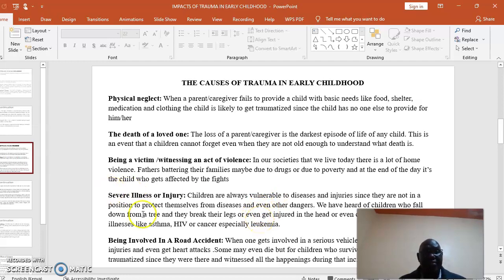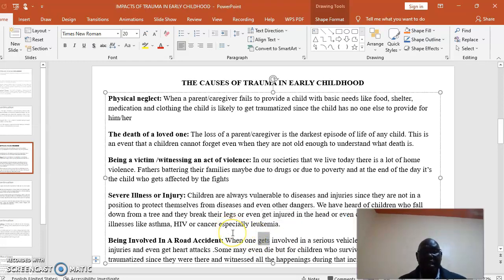The other cause is severe illness or injury. Children are always vulnerable to diseases and injuries since they are not in a position to protect themselves from diseases and even from other dangers. We have heard of children who fall down from trees and break their legs or even get injured on their heads and other parts of the body, alongside other illnesses like asthma, HIV, or cancer, especially leukemia. These are severe illnesses or injuries that cause trauma in our children.